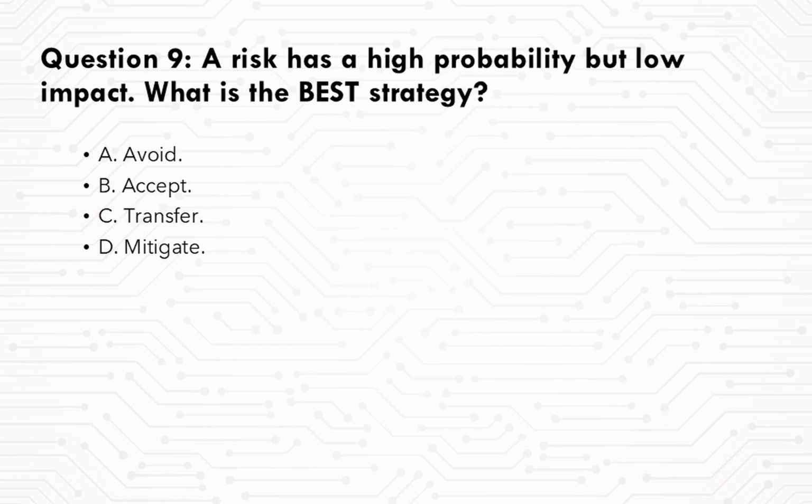Question 9. A risk has a high probability but low impact. What is the best strategy? A. Avoid. B. Accept. C. Transfer. D. Mitigate. Answer: B. Low-impact risks are often accepted, even if probability is high.